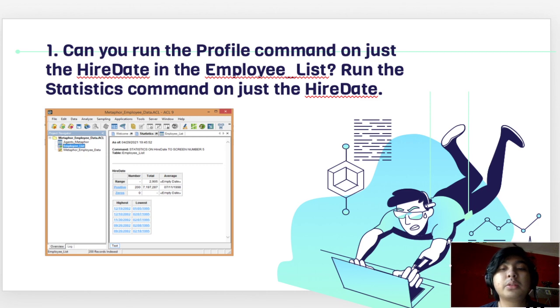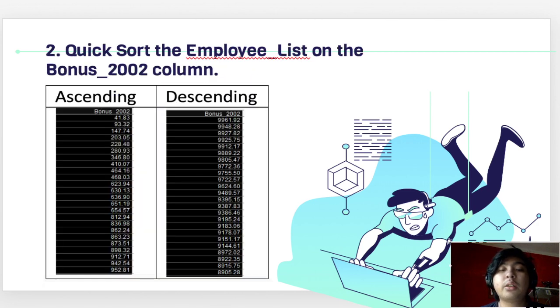Number 2: quick sort the employee list on the bonus 2002 column. For quick sort, there are two types. Here's the first one, ascending, on the left side. If you can see, 41.83 is on top. On the descending one, 996.1.6092 is on top. So there are two quick sorts, two sortings of the bonus 2002 column.